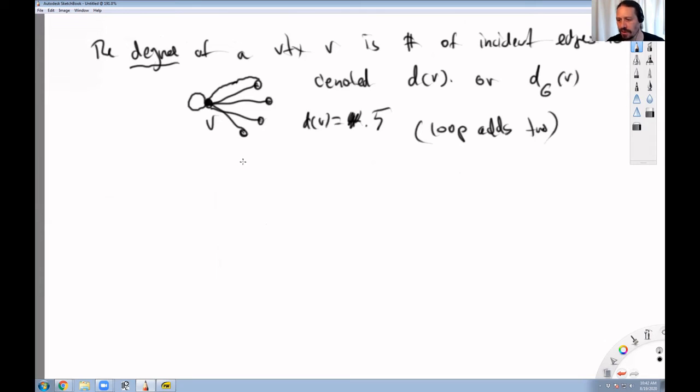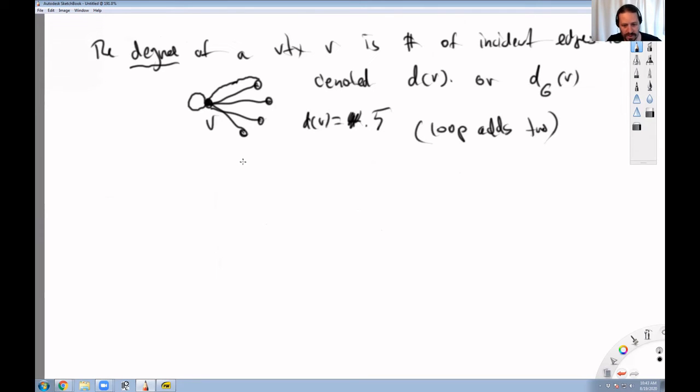Maybe I won't write them out. But if you're looking at a graph, the maximum degree and the minimum degree of the graph are evident, right? Just look at all the degrees of various vertices. The maximum is the biggest one in that graph. The minimum is the smallest one in that graph. You can just enumerate all of them and figure out what's the biggest and the smallest.